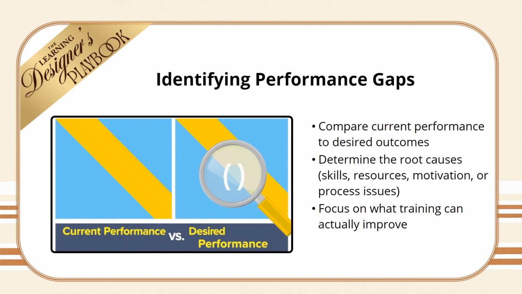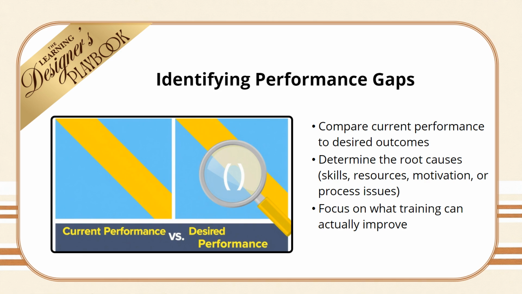Now that you've collected data, it's time to identify performance gaps. A performance gap is the difference between what's happening now and what should be happening. Start by clearly defining the desired outcomes, what successful performance looks like. Then compare that to current results or behaviors. Once you see the difference, analyze why the gap exists. Is it a skills issue, a lack of resources, low motivation, or perhaps an unclear process?